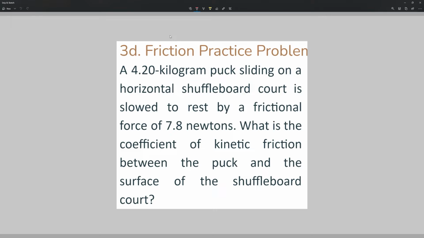So you have a 4.20 kilogram puck. So that's your mass, 4.20 kg. And it's being slowed to rest, so the object is actually moving, by a frictional force of 7.8 newtons.